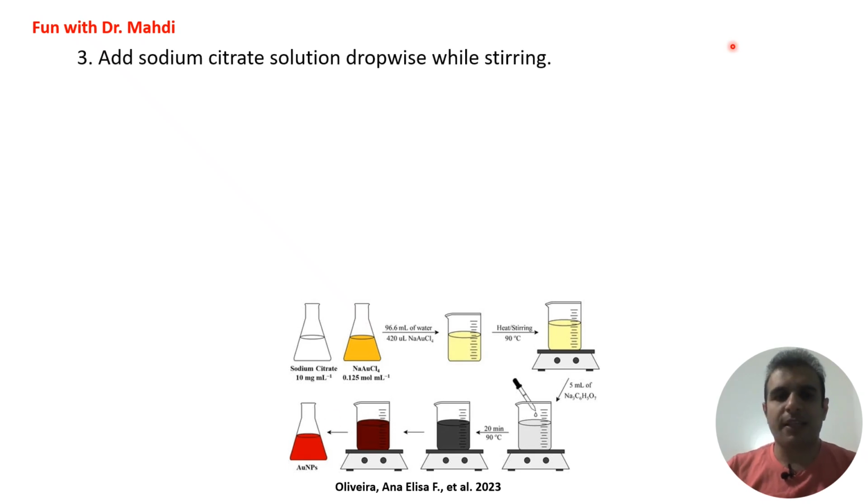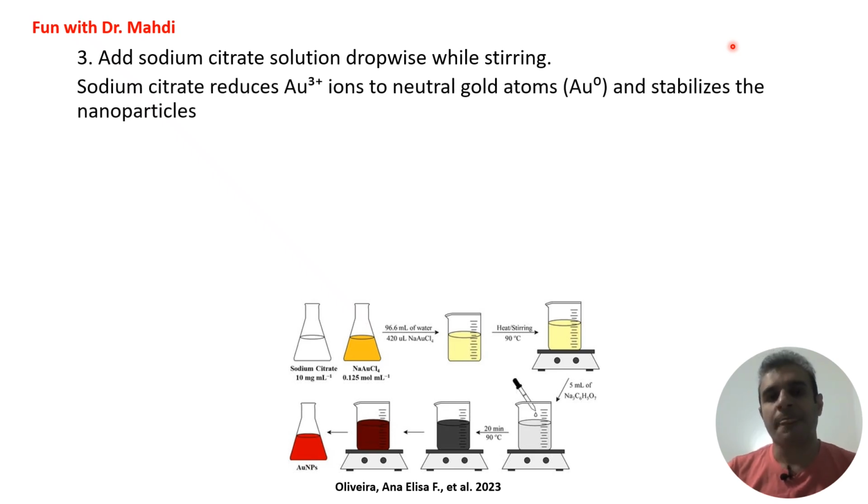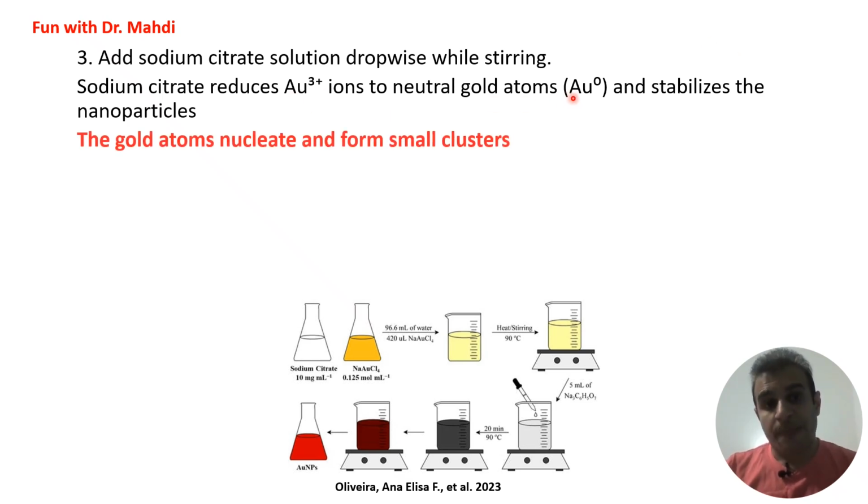Next step, we need to add sodium citrate solution dropwise while stirring. This step is very important. As I already mentioned, we add sodium citrate to the solution as a reducing agent. I mean, sodium citrate reduces Au3+ to Au0. And then the gold atoms nucleate and form small clusters. Now inside the solution, we have small clusters. Small clusters grow into nanoparticles. Now we have nanoparticles and we have nanogold.